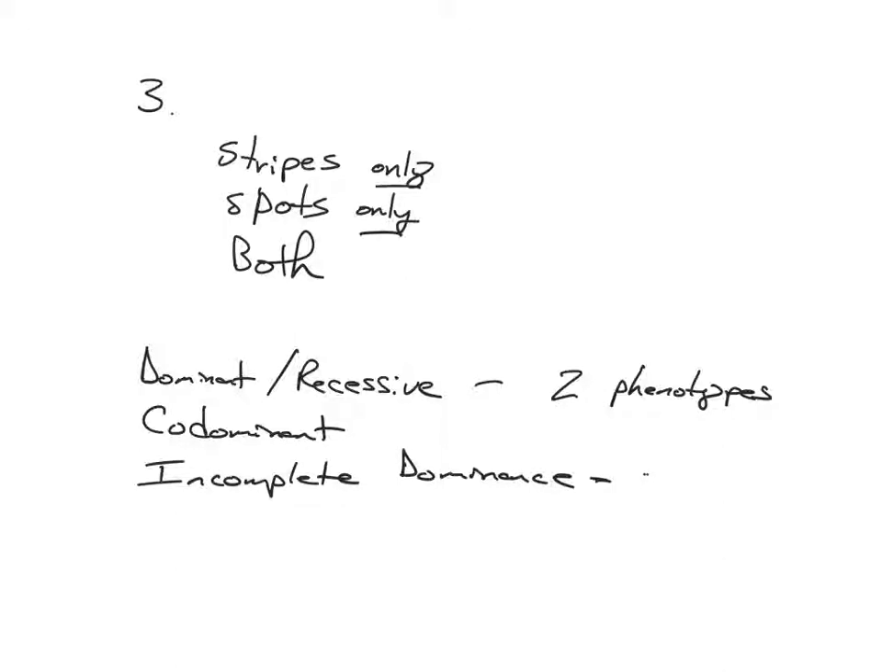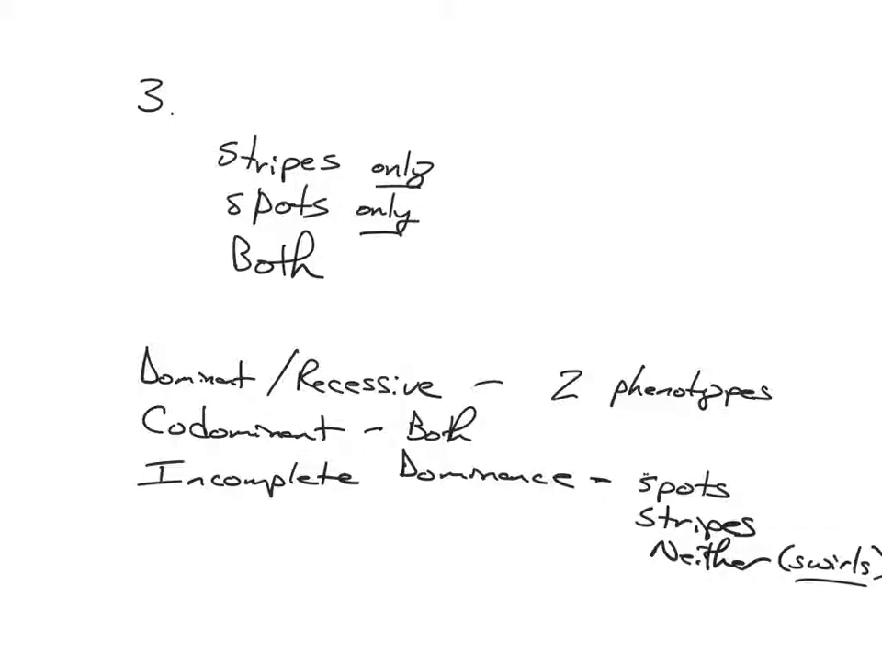What is incomplete dominance? It's not like white with black all mixed together. They both show up, no, both showing is codominant. So incomplete dominance is neither. It's either spots, stripes, or neither, so you get something in between, maybe swirls, which would be kind of cool. It's all made up here. With codominance, you get spots and stripes. Does that make sense?